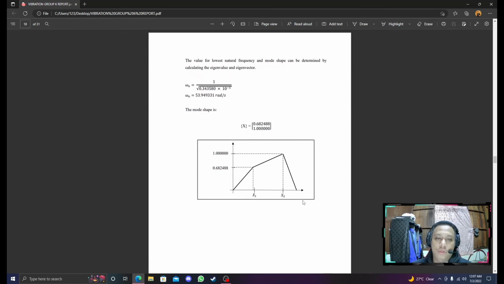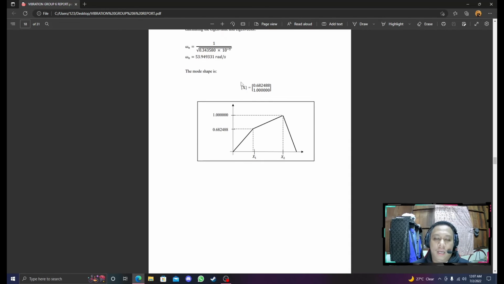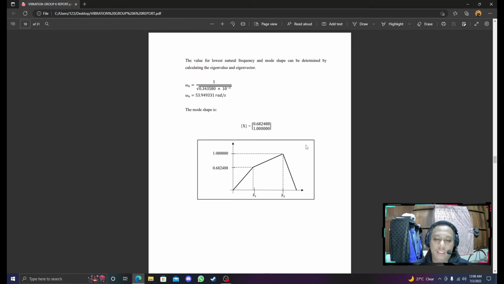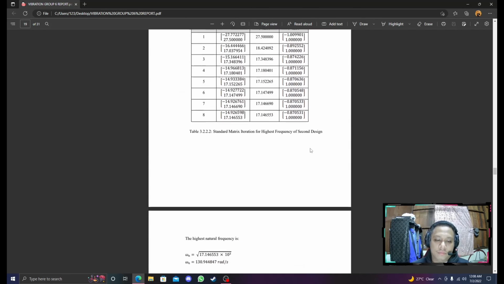The value of lowest natural frequency and mode shape can be determined by calculating the eigenvalue and eigenvector. 1 divided by 0.343580 times 10 negative 3, you will get 53.949331 radian per second. And lastly, x is 0.682488, 1.000000, and this is the mode shape for this one.